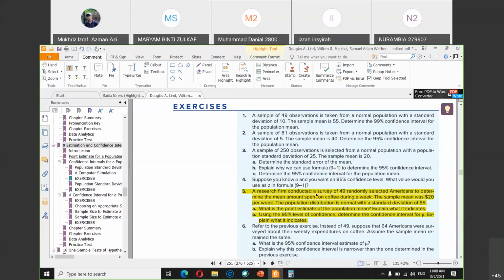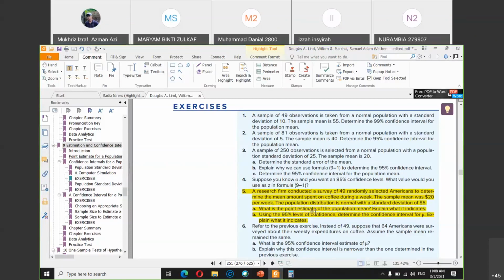Okay. The survey of 49 randomly selected. So 49 will be your sample size. The mean X bar is 20. The population standard deviation is 5. Okay. So it is the population distribution with a standard deviation of 5. Okay. So this is the standard deviation.